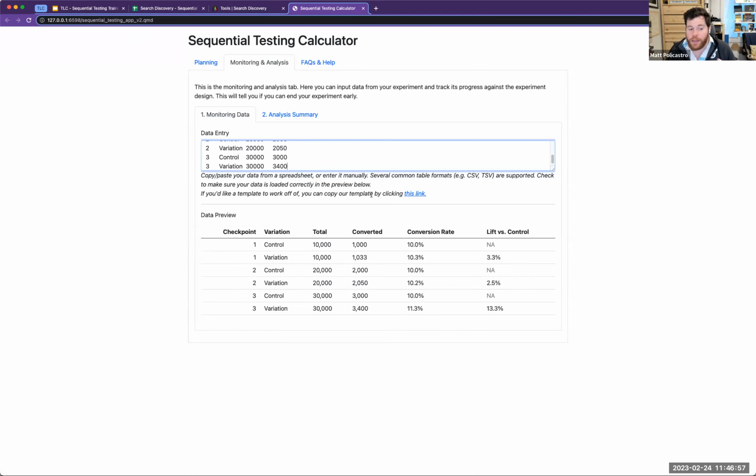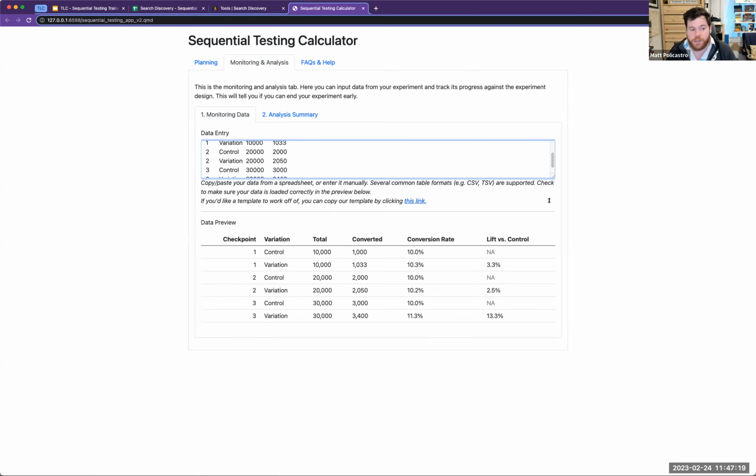And if you would like a template to work off of, you can click on this link and it is going to give you a link to a templated version of this. And as we make updates to the calculator, as we continue optimizing this, we will add more explanation, we'll add some context, we'll have links to other educational resources along the way for how you can make this work the way you want it to.